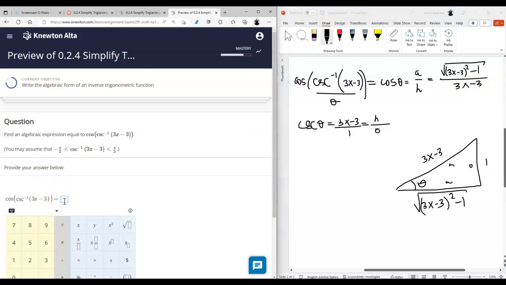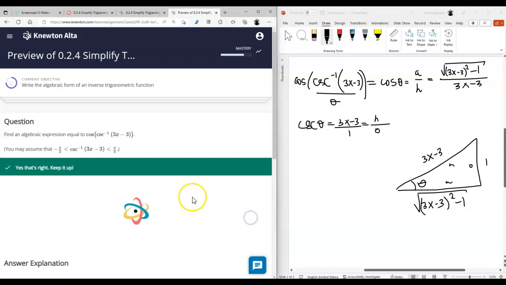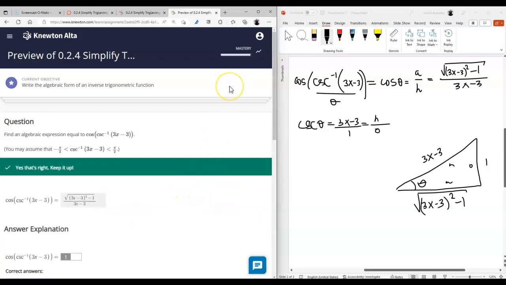My handwriting, mouse writing, gets sloppier and sloppier with every problem, so hopefully this is the last one. Minus 1 divided by 3x minus 3. Yay! No.